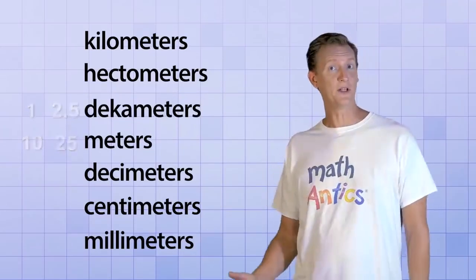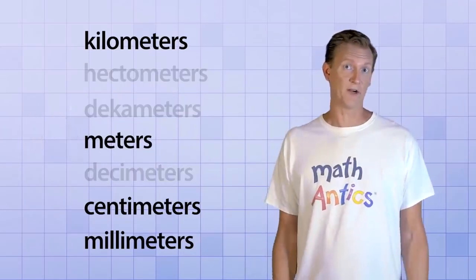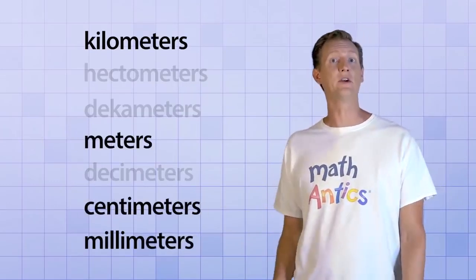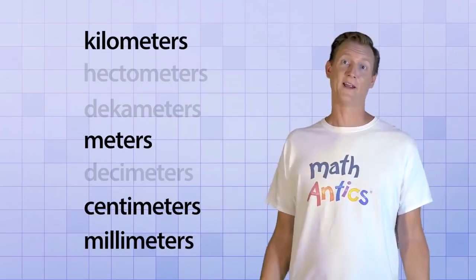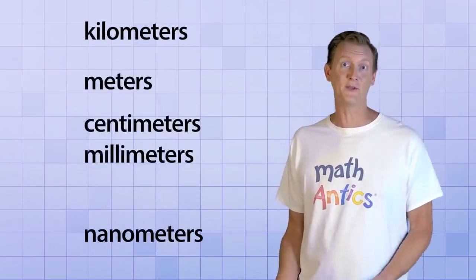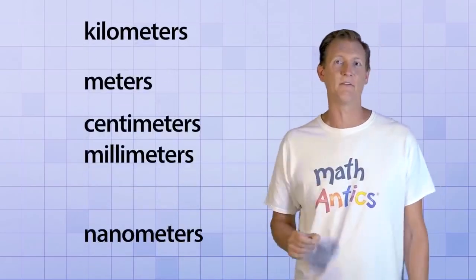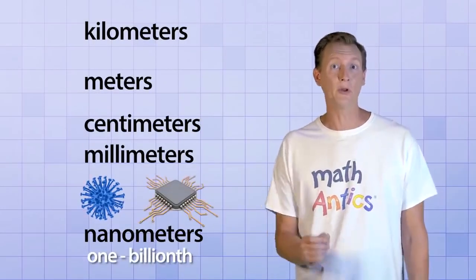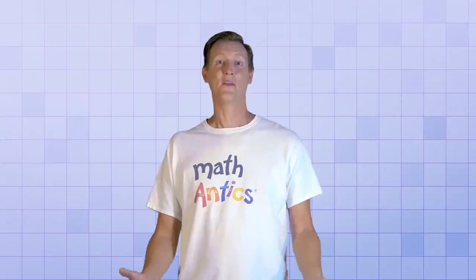In fact, there's really just 4 metric units of length that are frequently used, and they are the millimeter, the centimeter, the meter, and the kilometer. Oh, and of course nanometers are commonly used when referring to teeny tiny stuff like microbes or computer chips. A nanometer is 1 billionth of a meter. So that's how metric units of distance or length work.